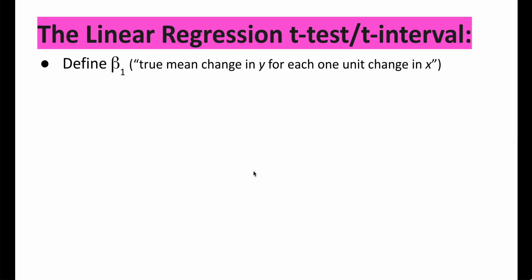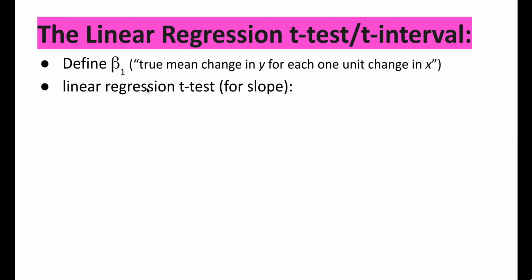So formula-wise and step-wise, the first step is to define our parameter. The parameter we are dealing with in a linear regression t-test or t-interval is the slope. The slope of the line is our parameter. So beta 1, uppercase, a fancy looking B, is the true population slope of the linear regression line between x and y. The way we can define that in words is it's the true mean change in y for each 1 unit change or increase in x. Okay? So that would be our parameter.